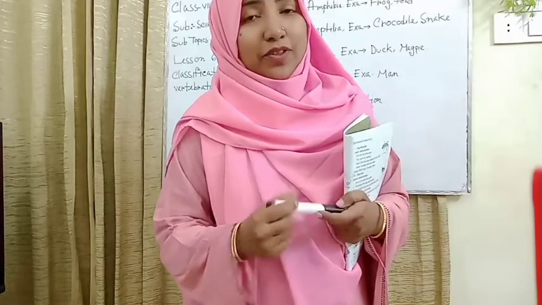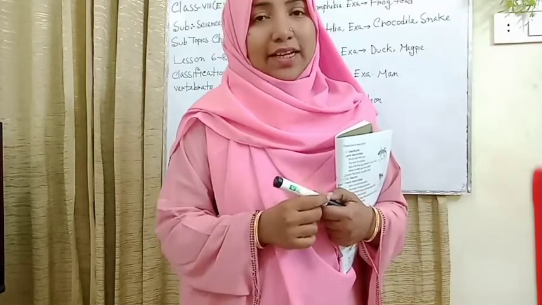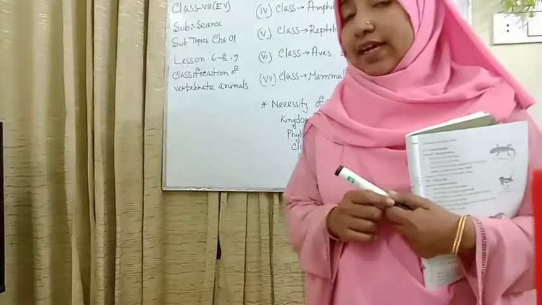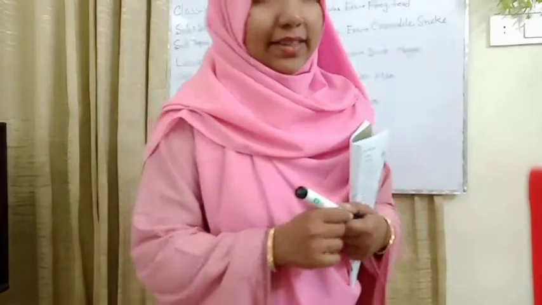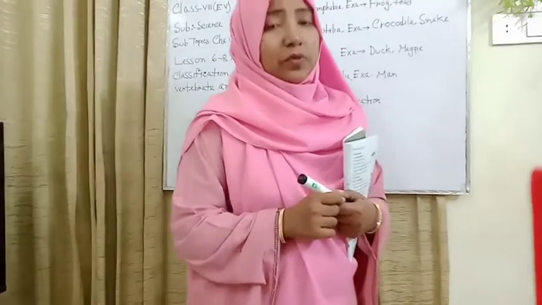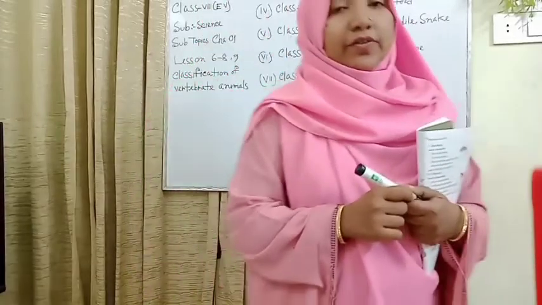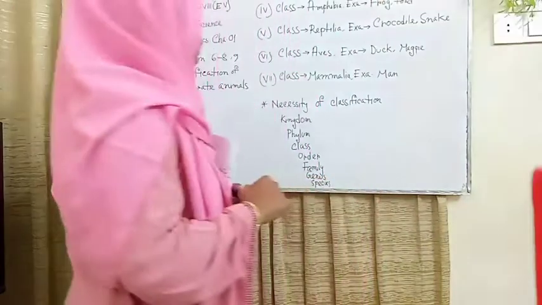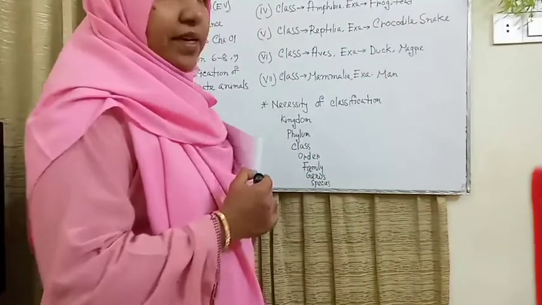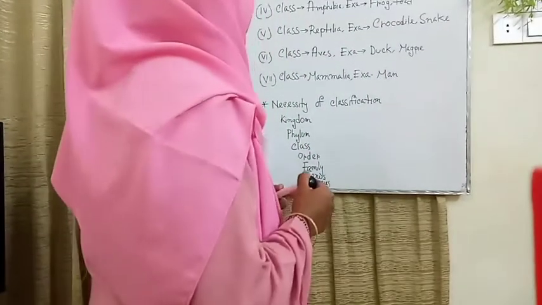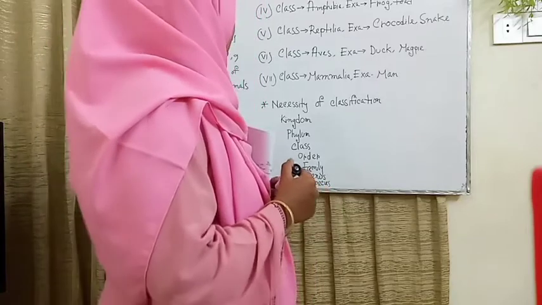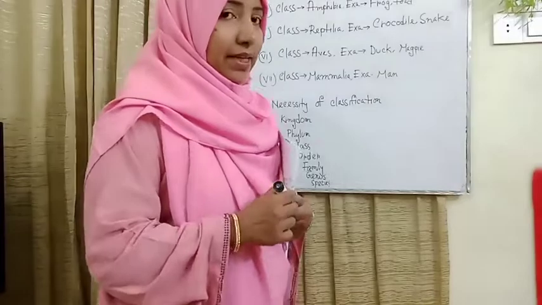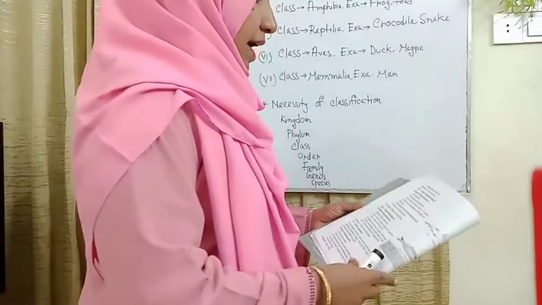Today I am going to start our last topics. In the last topics there are lessons 6 to 8 and also 9. In lessons 6 to 8 we just explained about the Chordate family. The 4th class is Amphibia, the 5th class is Reptilia, the 6th is Aves, and the 7th, the last one, is the Mammalia.